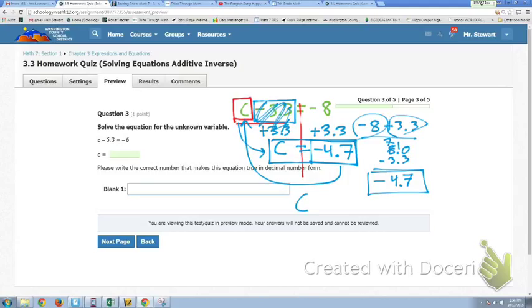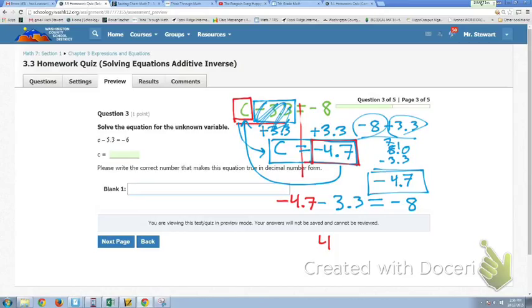So now, this is my original equation. C minus 3 and 3/10 is equal to a negative 8. Now we just decided that C is actually equal to negative 4 and 7/10. So instead of C, I'm going to replace that. I'm going to substitute that with negative 4 and 7/10. And now all I have to do is add them up and see, is this true?